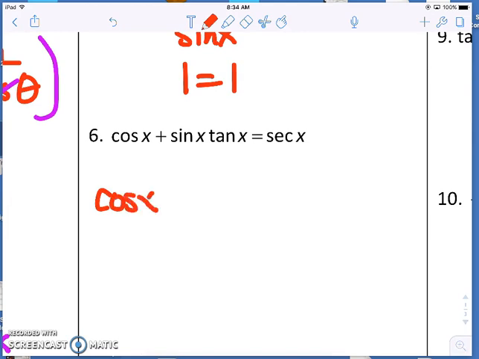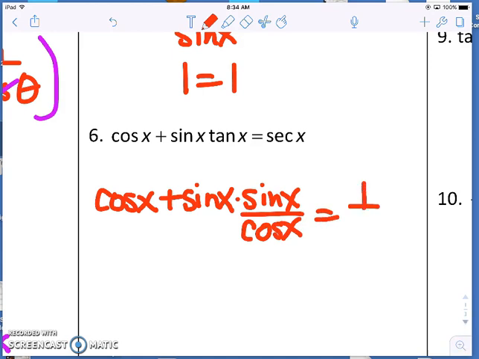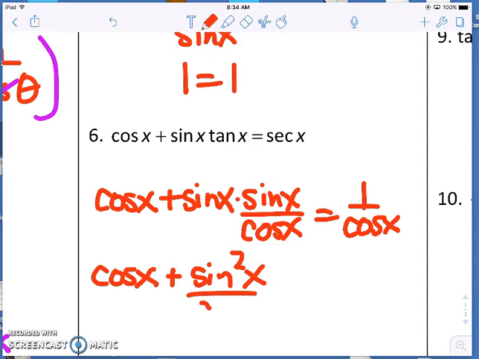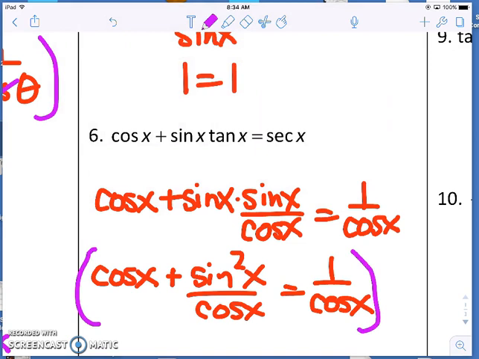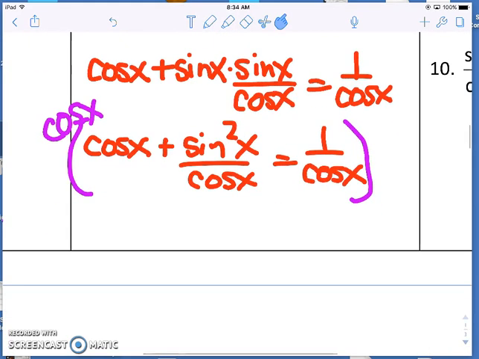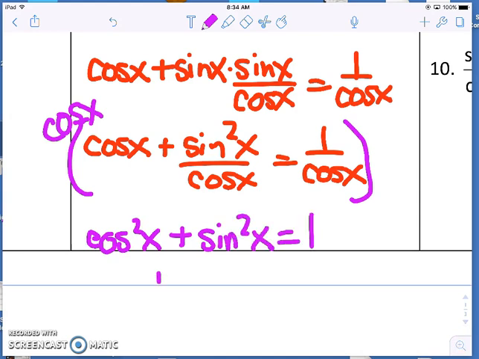So we have the cosine of x plus the sine of x times sine of x over cosine of x equals 1 over the cosine of x. Well, let's see if we simplify this. Cosine x, sine squared of x over cosine of x equals 1 over the cosine of x. Well, let's see, fraction bust, so multiply everything by the cosine of x. And we are left with cosine squared of x plus sine squared of x equals 1. Well, there's that Pythagorean identity again.